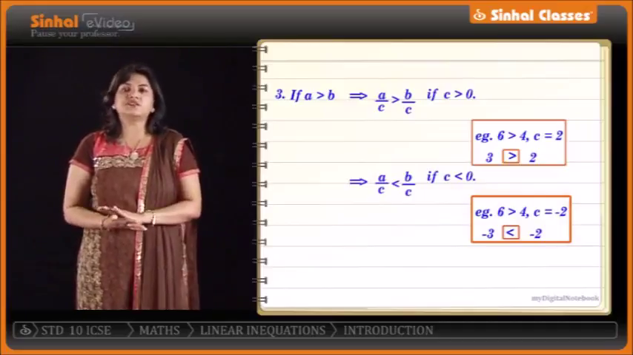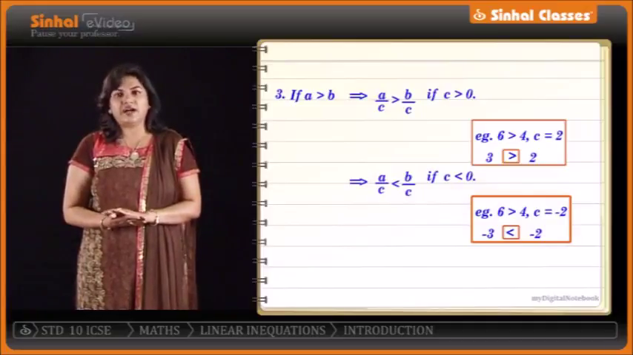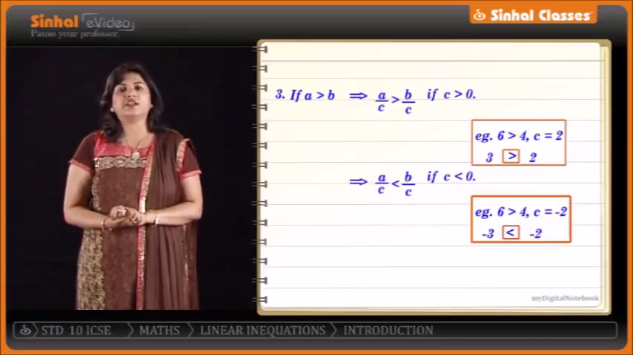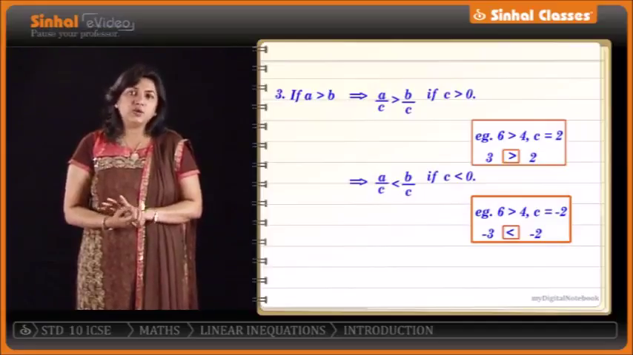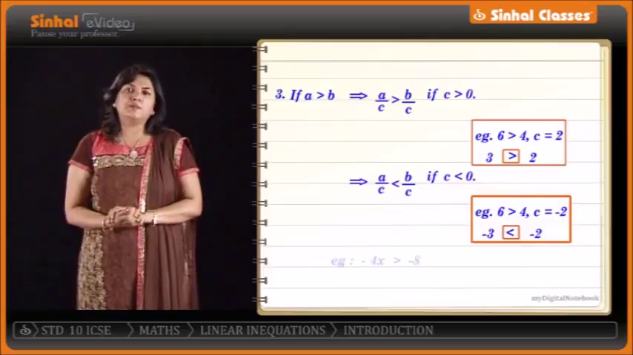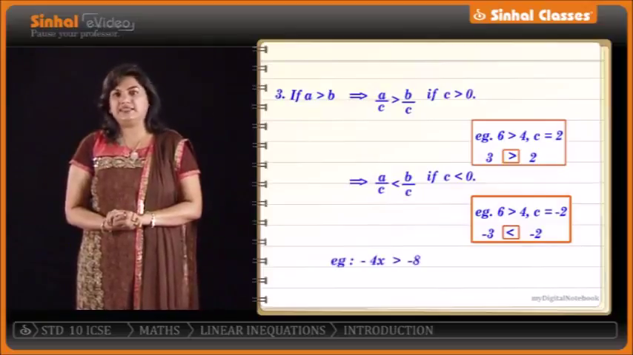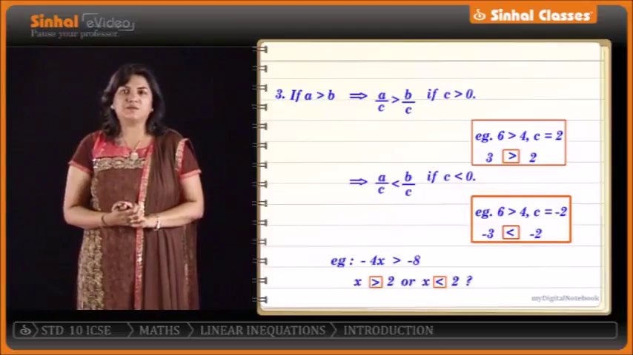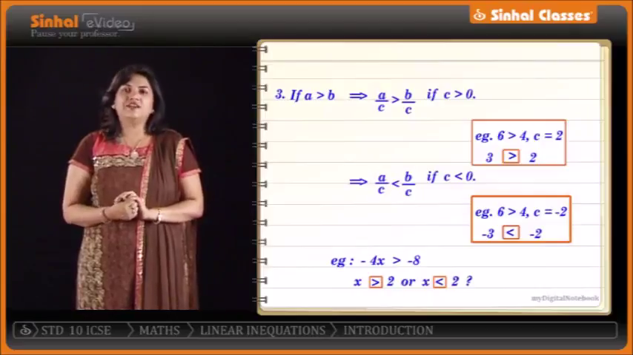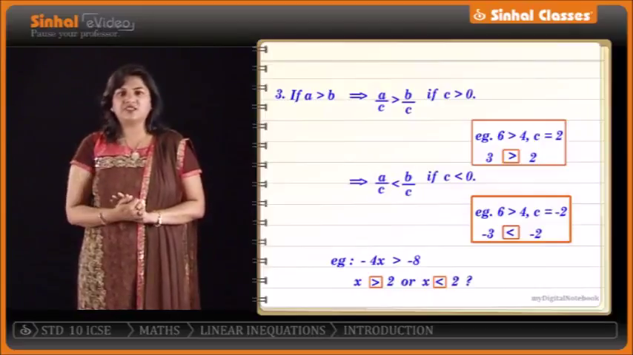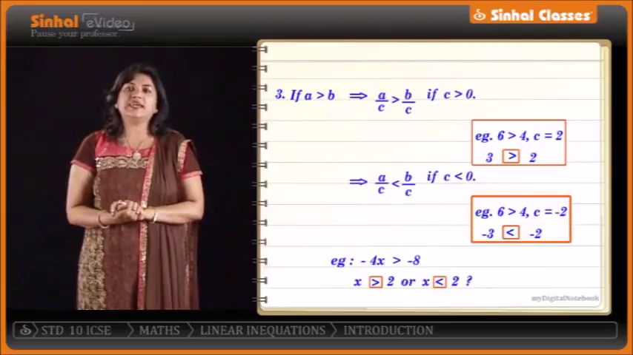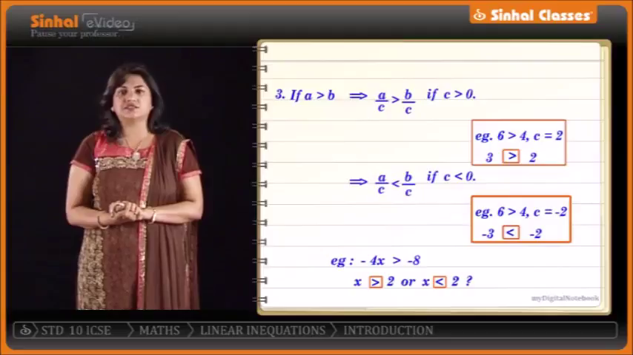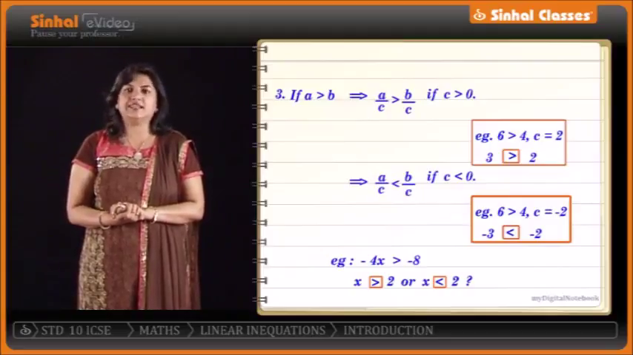Now this is going to be the most important property for this topic. That is, whenever we divide or multiply by a negative number, the sign of inequality is reversed and it remains the same in all other cases. One more example, we have minus 4x greater than minus 8. Now what will x be? Will x be greater than 2 or less than 2? How can we find x? We have to divide both the sides by minus 4. Now we are dividing by a negative number, so the sign should reverse. That's why we will get x less than 2.